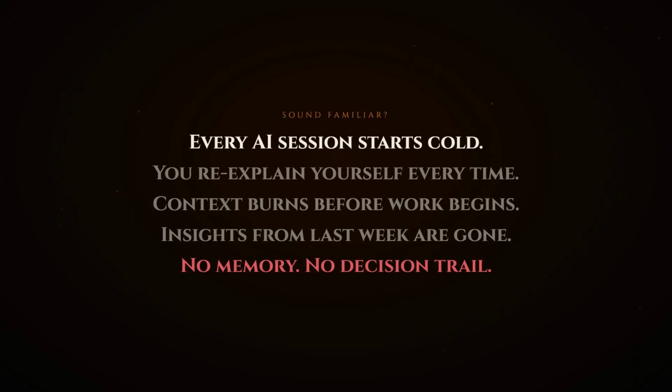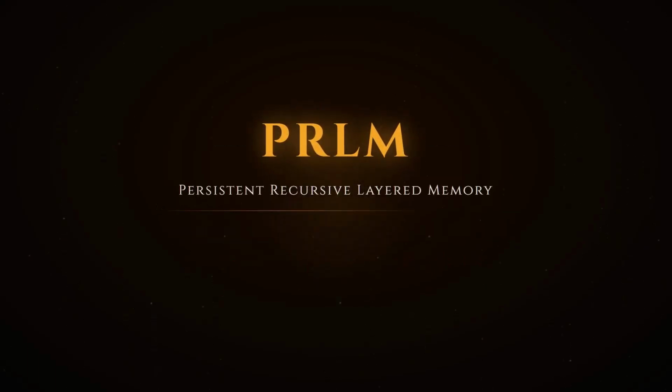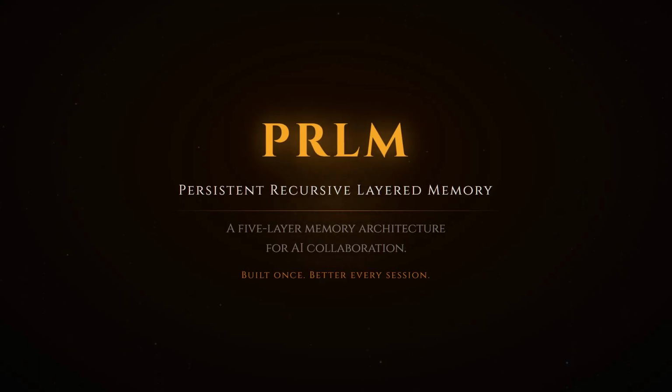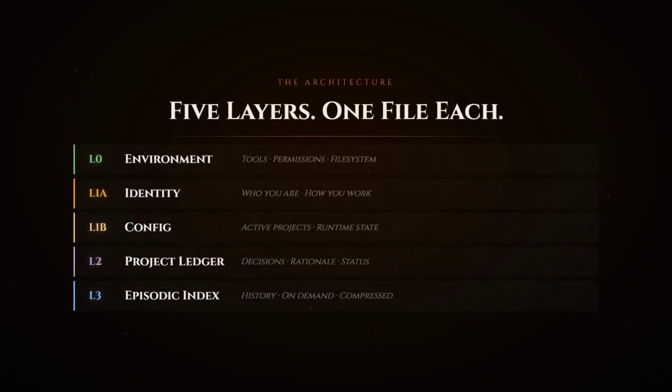I've solved this. I've created something I'm calling a persistent recursive layered memory. It's a 5-layered memory architecture for AI collaboration. Essentially, it's an always-on live memory system which can be researched by your AI anytime it needs to have valid information. The 5 layers from which this memory system is made include an environment, identity, configuration, a project ledger, and an episodic index, and I'm going to tell you a little bit about each one of those 5 things.